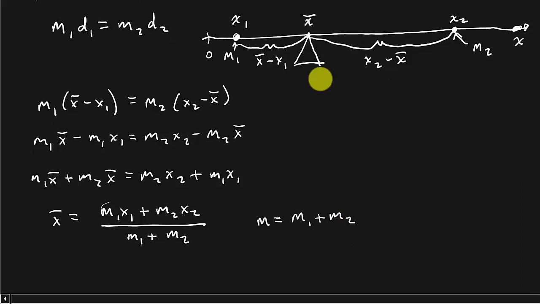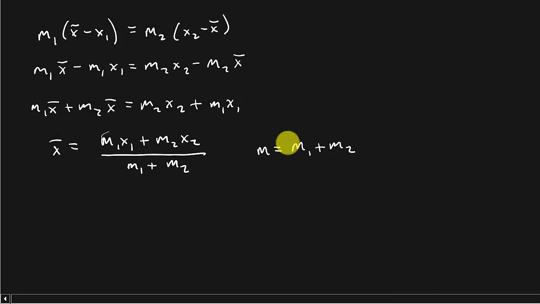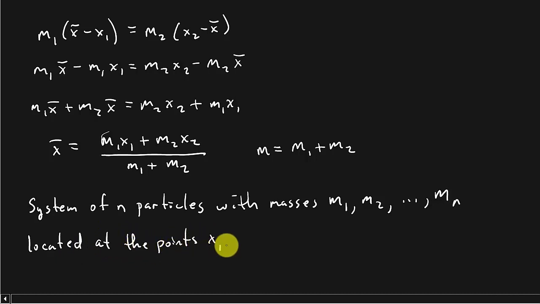And so the total mass, we can call that m, which is m1 plus m2. So let's look at this. In general, if we have a system of n particles with masses m1, m2, all the way to m sub n, located at the points x1, x2, all the way to xn on the x-axis.